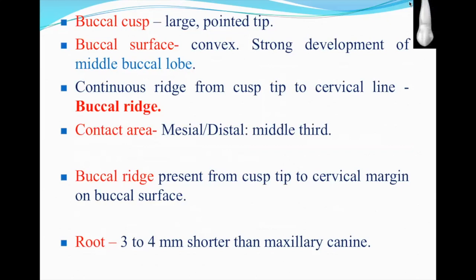The buccal cusp is large and pointed tip is there. Buccal surface is convex. Strong development of middle buccal lobe is there. Then there is continuous ridge, which you can see from the cusp tip to cervical line. It is called buccal ridge. Contact areas, mesial and distal, are present at the middle third. Buccal ridge present from cusp tip to cervical line on buccal surface and root 3 to 4 mm shorter than maxillary canines.